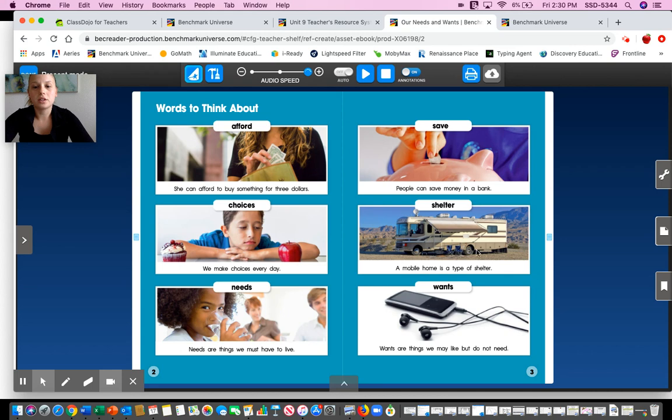This type of shelter is called a mobile home or an RV. A mobile home is a type of shelter. It's actually a house on wheels. I'm sure you've seen one before.